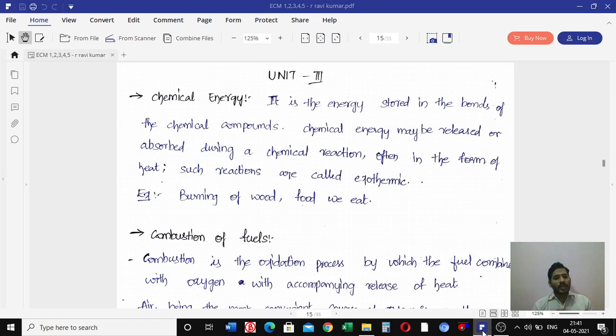Chemical energy may be released or absorbed during a chemical reaction in the form of heat. Such a reaction we can call an exothermic reaction. For example, burning of wood is an example of chemical energy. And whatever food we eat is converted into chemical form, so it is one type of chemical energy.